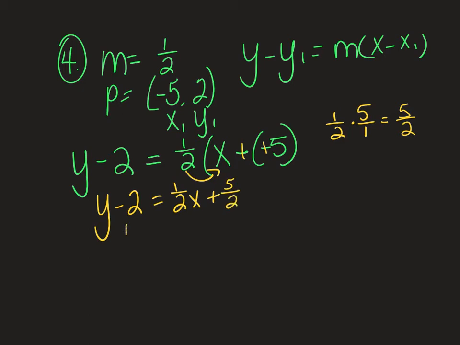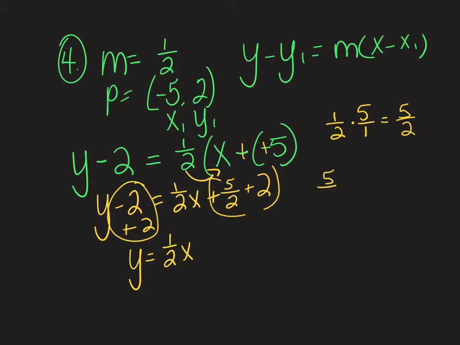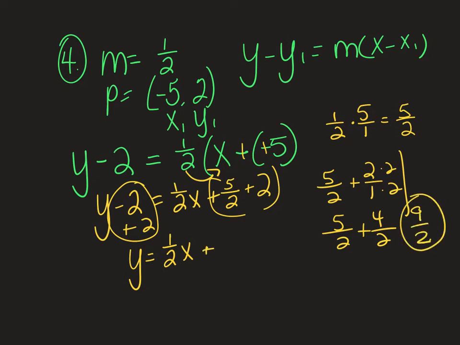Okay, now I'm going to add 2, because I took this over through its inverse operation, so y equals 1/2 x, and then I'm going to combine these, and when you do that, if you have 5 over 2 plus 2 over 1, you've got to have your common denominator, which is 5 over 2 plus 4 over 2, which makes it 9 over 2, okay? So then you're going to put your 9 over 2, and that's your answer, okay?